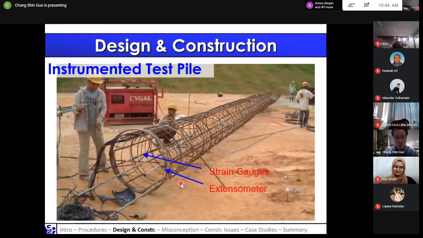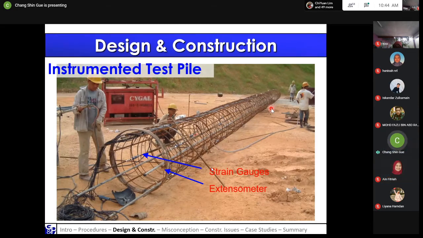So if you're having an instrumented pile, like I mentioned, if you have installed strain gauges and extensometers at different depths, then you can see the load transfer behavior of the pile at each section. So then you can see the performance of the pile and the assumption of the soil parameters at different layers.